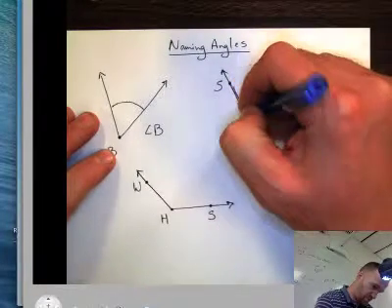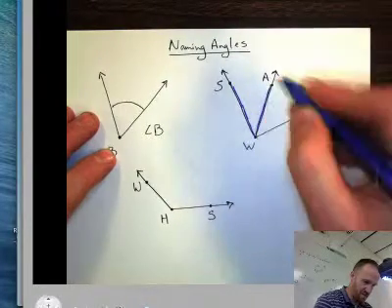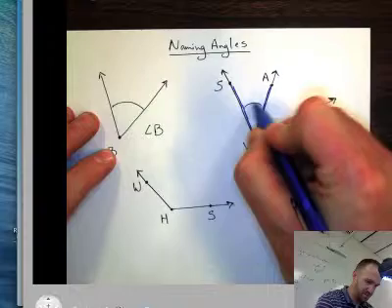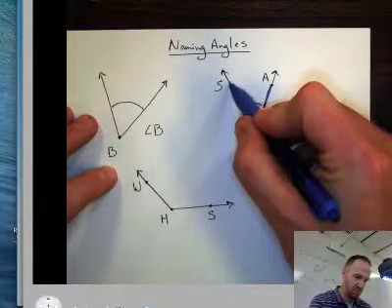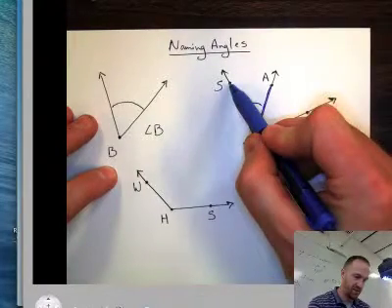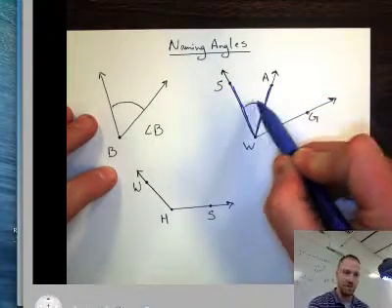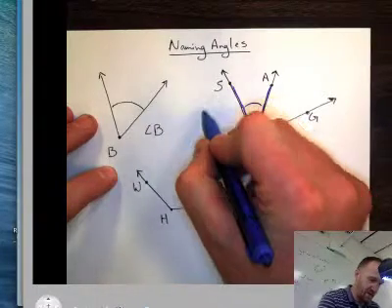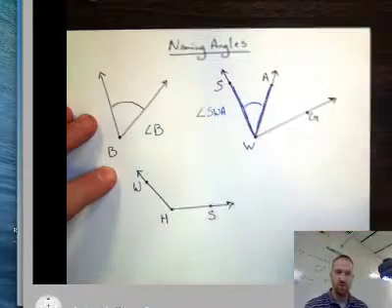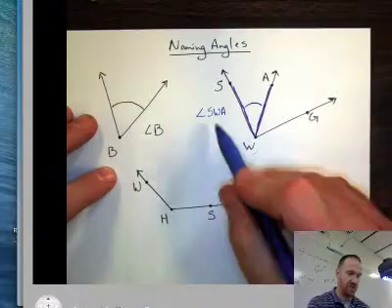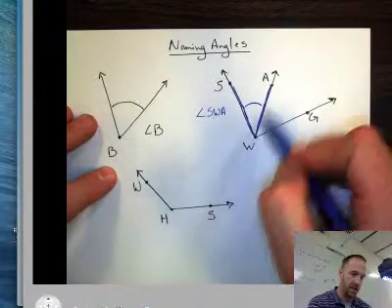Let's say we wanted to name that angle. An angle right there I've labeled in blue. Well, we could call it angle SWA, and that would be this angle. And those points have to go in that order. The W has to be in the middle. You always start on one side of the angle, go to the pointy part, and then go to the other side.